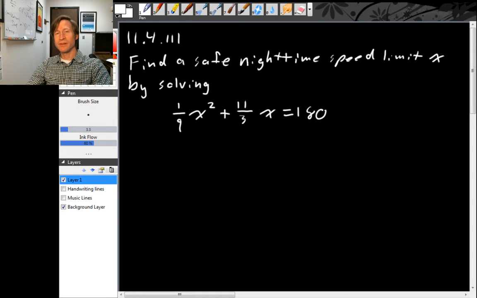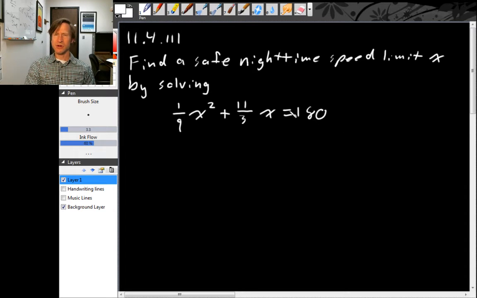From Chapter 11, Section 4, here's problem 111. This problem is about safe nighttime speeds if you're on the highway. So to find the safe nighttime speed limit, we need to solve this equation for x. 1 over 9 times x squared plus 11 over 3 times x equals 180.